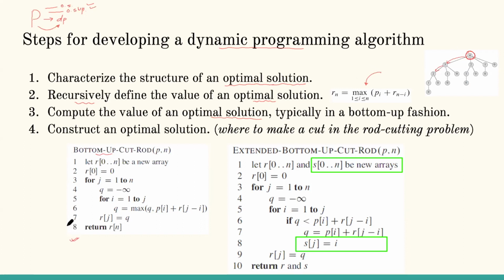This is the core of the dynamic programming algorithm. But in order to obtain an optimal solution, for example, in the rod cutting problem, to find out where to make a cut, you want to extend the dynamic programming solution so that you actually print out the actual solution we're looking for, for example, where to make the cut.